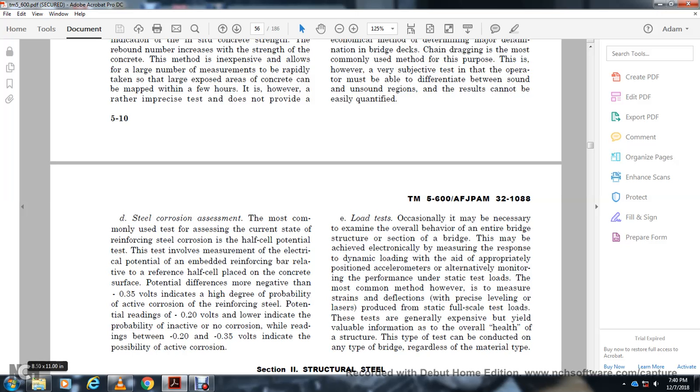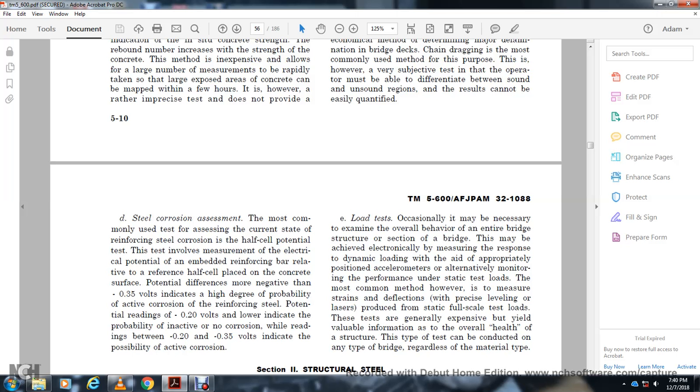Alright, load test. Occasionally, it may be necessary to examine the overall behavior of the entire bridge structure or a section of the bridge. This may involve external measurement of the response to dynamic loading with appropriate position transducers, alternatively monitoring the performance under static load. Static load testing is the most common method, in which strain and deflection are measured with precise leveling or laser under the static full-scale test load. These tests are generally expensive but yield valuable information on the overall health of the structure.